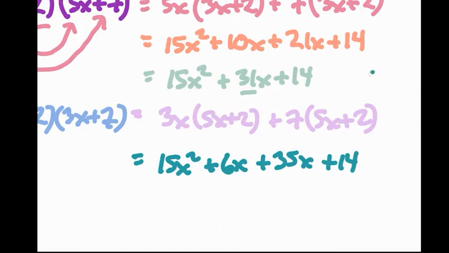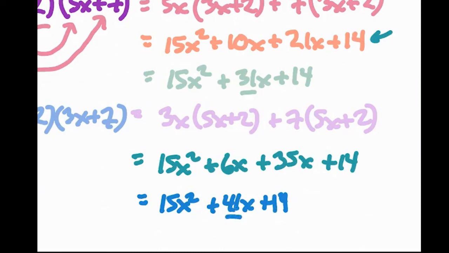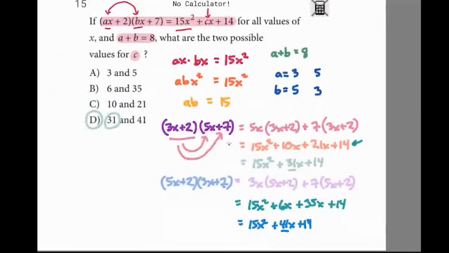If you notice, it matches similarly to this one right here, only that middle term is different. So you're going to end up with 15x squared plus 41x plus 14. So that c would be 41. So we have 31 and 41, which is the correct answer D for this problem.